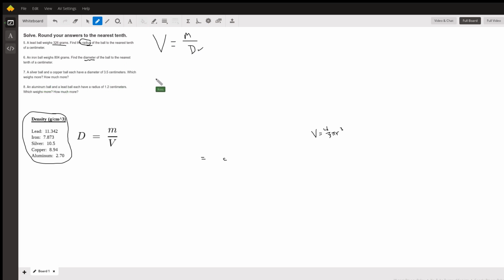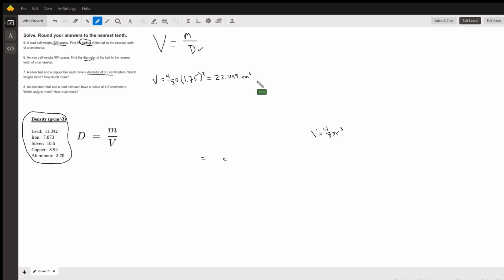So in this case, we have V equals 4/3 pi times the radius. Notice they gave us the diameter, 3.5. The radius is half of that, so the radius would be 1.75, and then we're going to cube that. That's going to give you a volume of 22.449. I like to round to 3 decimal places if I can. And then the volume here will be in cubic centimeters.